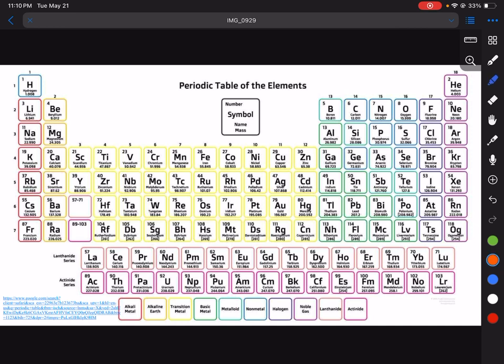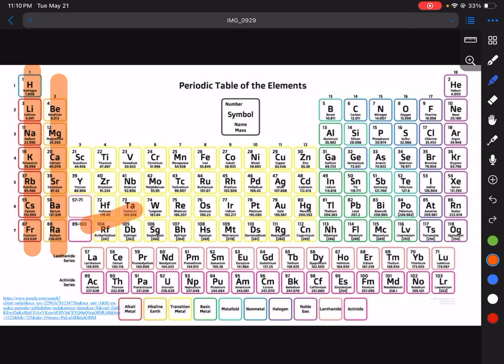There are two types of group. There's group A and group B. Groups are vertical and periods are horizontal. So here we have group 1A, which is also known as alkali metal. And here we have group 2A, which is known as alkaline earth metal.